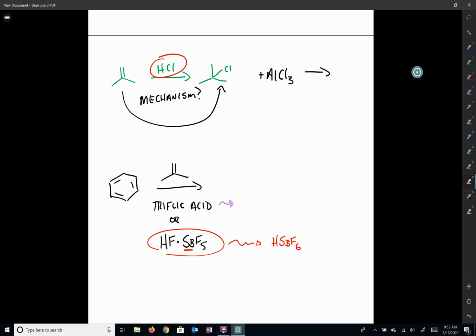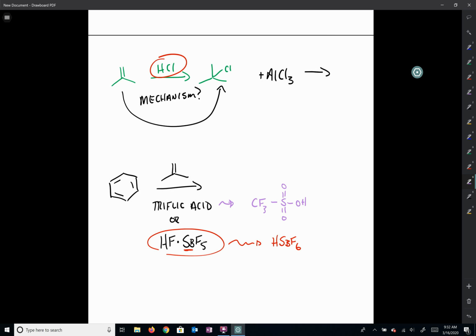Trifluoromethane sulfonic acid. Okay, triflic acid. And now immediately you should go, wait a minute, we've actually seen that before. Yes, you have. Way back in OChem 1, we've actually seen triflates.